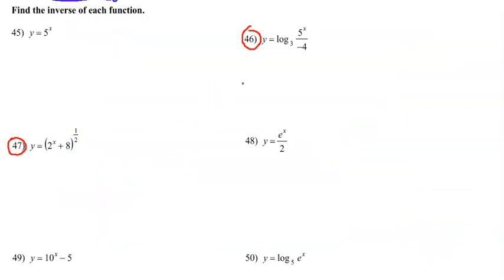Okay, let's look at 46. So the first thing you would do for y equals log base 3 of 5 to the x over negative 4 is switch x and y and solve for the new y. So x equals log base 3 of 5 to the y power over negative 4.